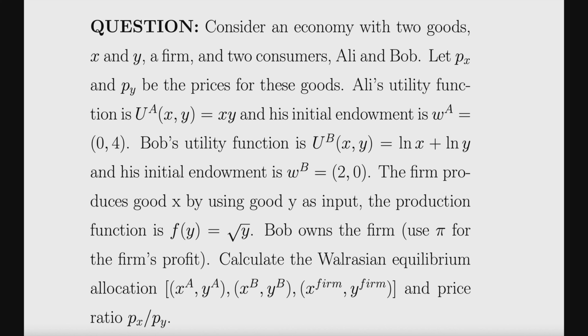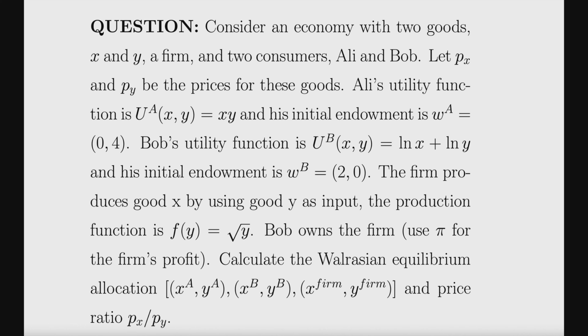Ali's utility function is the same, the Cobb-Douglas form, and his initial endowment is again (0, 4). Bob's utility function has this natural logarithm form, and his initial endowment is (2, 0). The firm, however, produces good X by using good Y as the input. The production function, f(Y), is the square root of Y. Bob owns the firm and we use pi to denote the firm's profit. All right, so that's it.